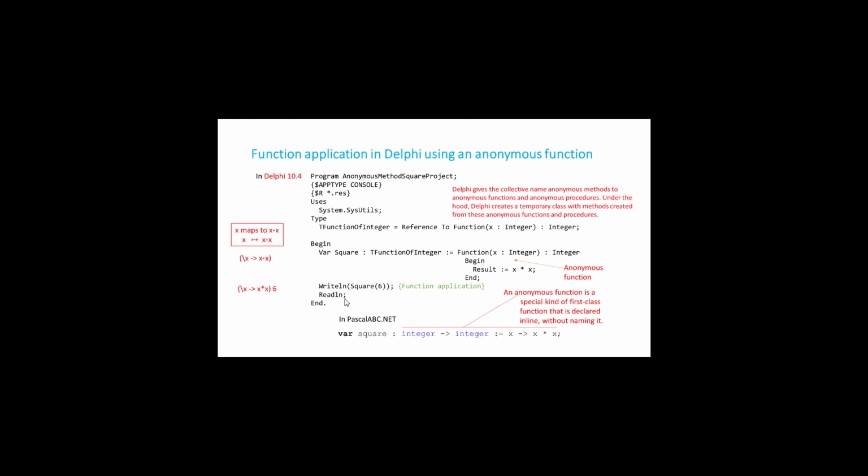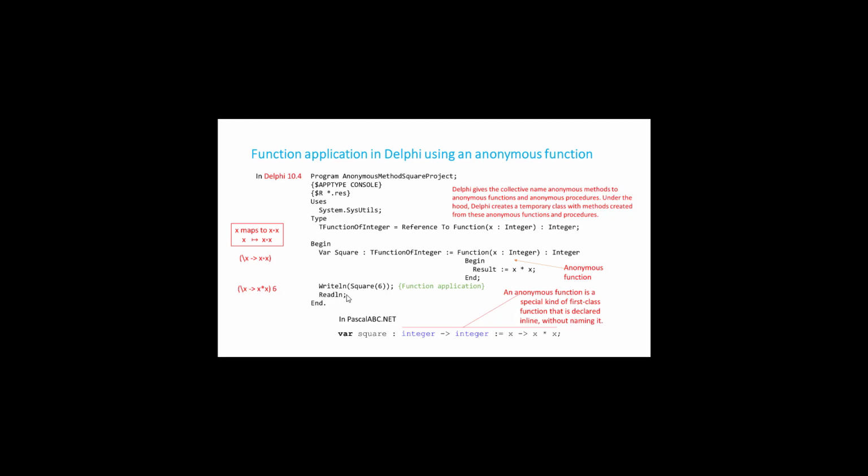Because in console mode the console window is set up to close when the program finishes, if we didn't have this read line, the program would finish prematurely, and the window would close prematurely as the program reaches its end at this point here. By putting this read line after WriteLine square 6, we stop the console window closing prematurely.